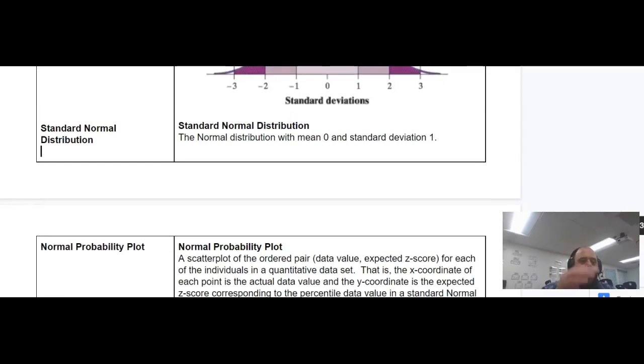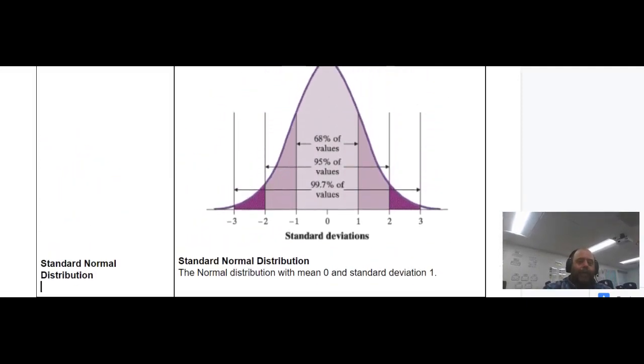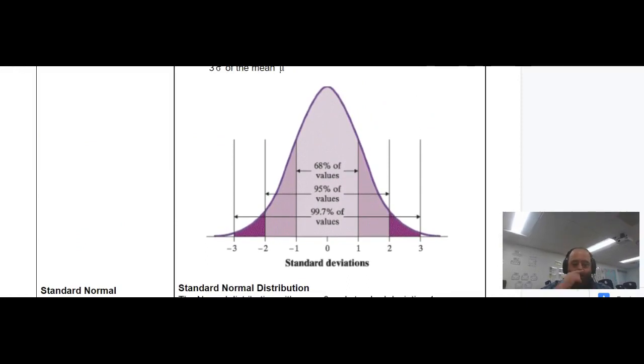So the standard normal distribution, this is actually how z-scores are distributed, is a normal curve, a bell-shaped curve where the mean is 0 and the standard deviation is 1. So this is actually the distribution of z-scores. It's going to have a mean of 0 and a standard deviation of 1.